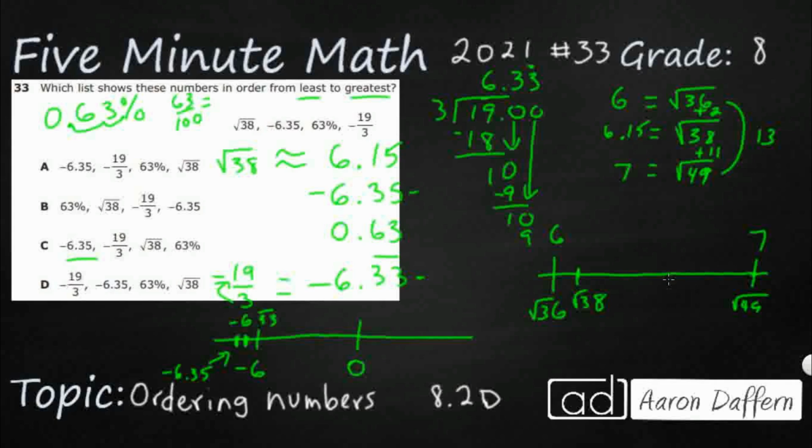So it's going to be that one. And then next is going to be our negative 19 thirds. And then next is going to be our 63%, and then the square root of 38, so my answer here is A.